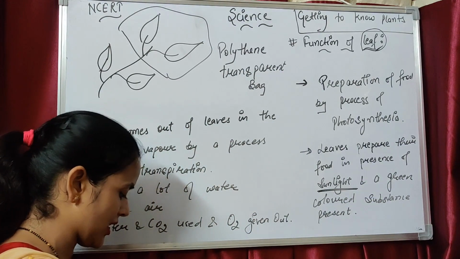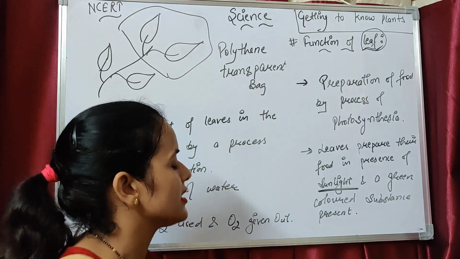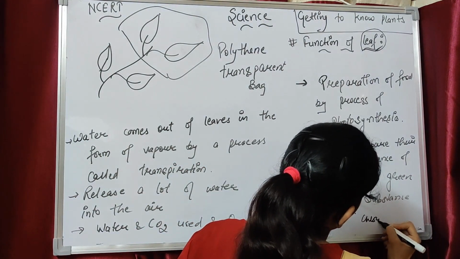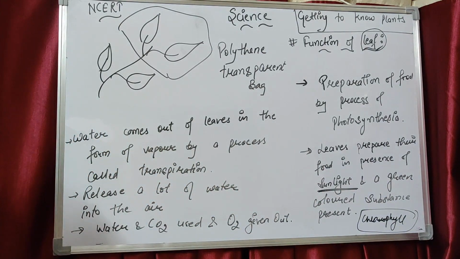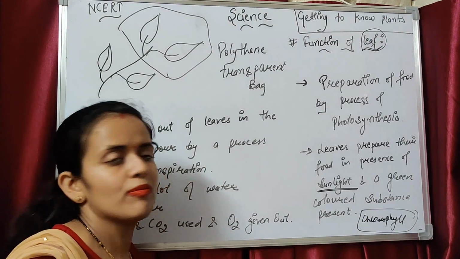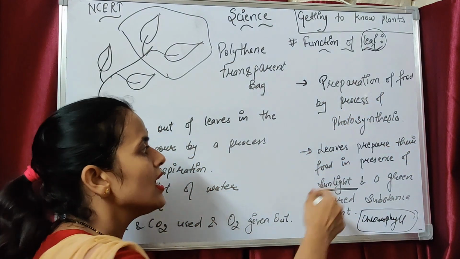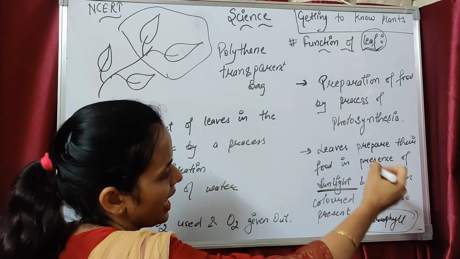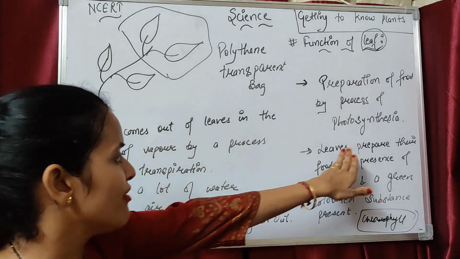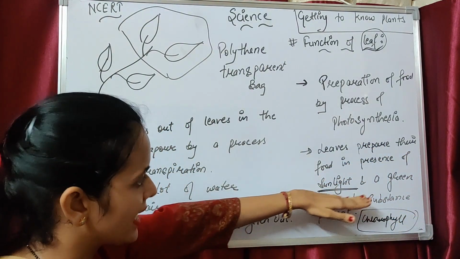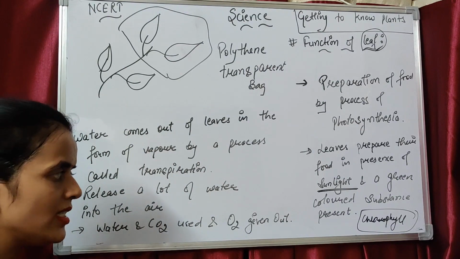Two to three essential things are needed. The first is sunlight, and the second is a green color substance present in the leaf, known as chlorophyll. Due to the presence of sunlight and chlorophyll, the leaf can easily make food for the plant by the process of photosynthesis.